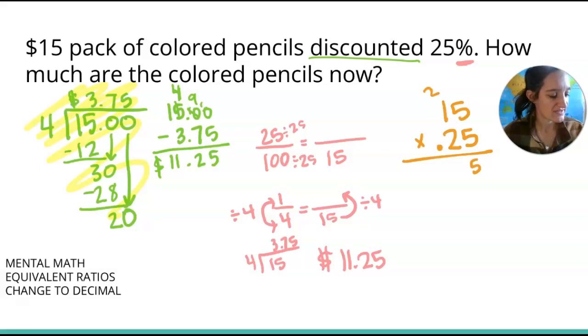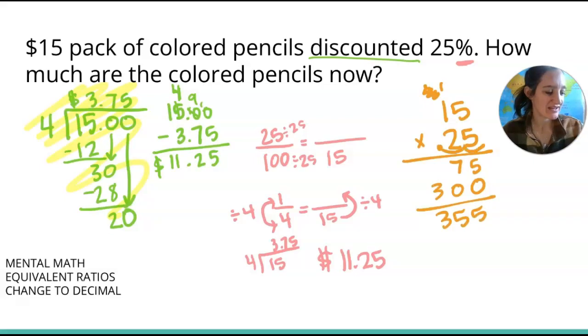5 times 1 is 5, 6, 7. Let's see if I make any mistakes this lesson. 2 times 5 is 10. 2 times 1 is 2, plus 1 is 3. Ooh, looks like there will be no mistakes made. It was like making a mistake right when I said that, huh?